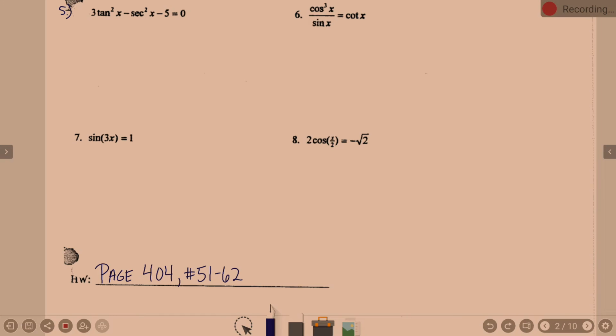How's this one different from the last ones? There are two different functions. They're both squared. We have a tangent and we have a secant, as opposed to having all the same. Okay? Yeah. Well, here's the deal. This life is going to be a lot better if they are all the same.